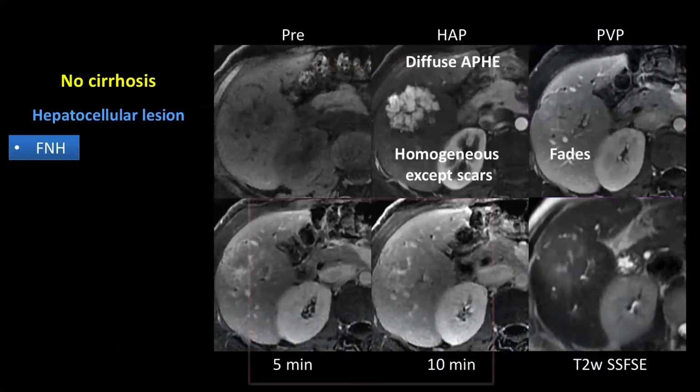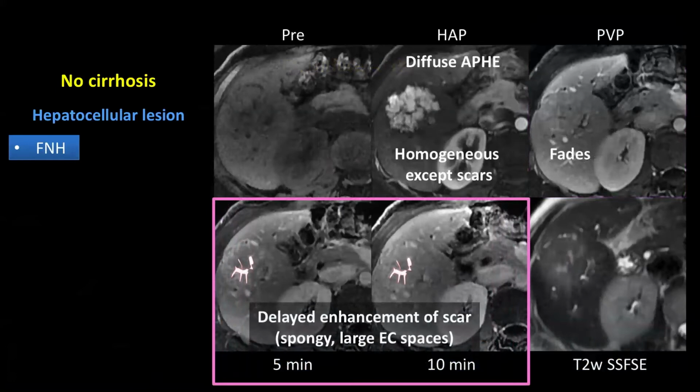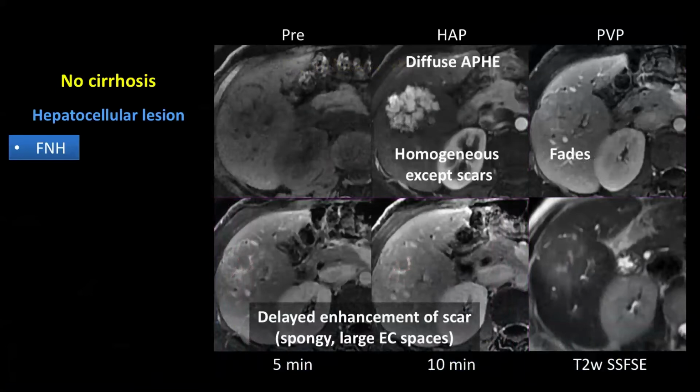Notice that in 5 minutes and 10 minutes, we now start seeing delayed enhancement of the central scar. And that's because the central scar of FNH is watery and spongy. So think of it as a sponge. The contrast gets into the sponge and doesn't get out because these are spongy scars. Also notice, and this becomes important later, notice that these scars are delicate and well-defined. We'll talk about that more again in just a moment. So the spongy scar shows delayed enhancement when you give an extracellular contrast agent.